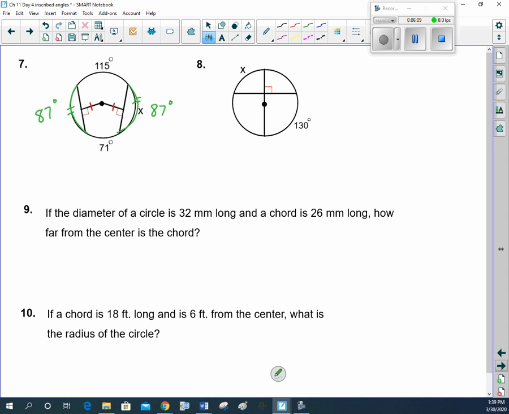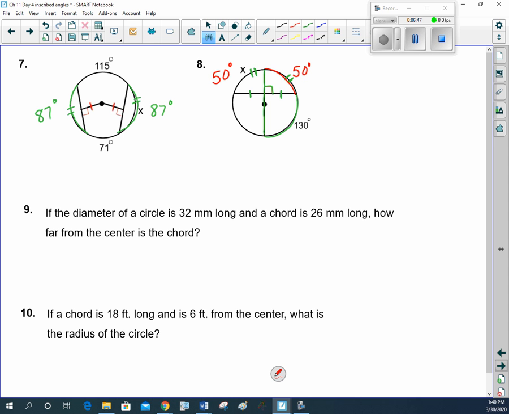Okay, last one. We had that theorem that said that if you had a diameter and it was perpendicular to a chord, which this one is perpendicular to a chord, I can see that right here, then it bisects the chord and the arcs are congruent. Okay, well, this is a diameter. So if this arc is 130, then this arc right here must be 50. Since they're congruent, then x would be 50 degrees.